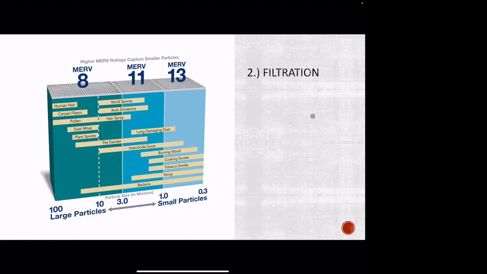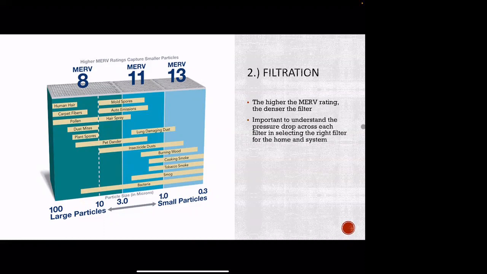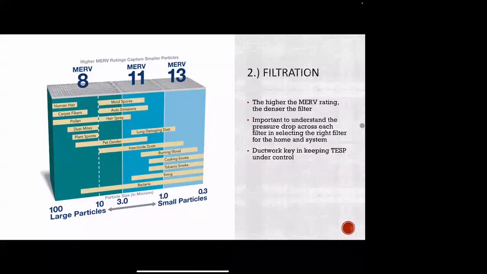I'm going to tell you how to get around that and how to actually still get that good of a filter into a system. So the higher the MERV rating, the denser the filter is going to be, which also means that it can increase our static. So it's important to understand the pressure drop across each filter and select the right filter for the home and for the system that you're dealing with. And again, ductwork is key in keeping that TESP, or total external static pressure, down and under control. More reason to install a BAD. You'll understand what that means in a minute.